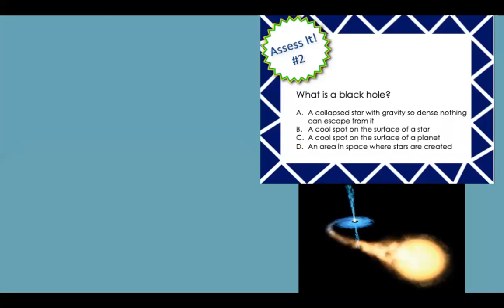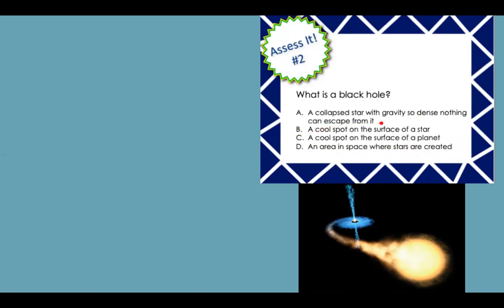What is a black hole? A, a collapsed star with gravity so dense nothing can escape from it? B, a cool spot on the surface of a star. C, a cool spot on the surface of a planet. Or D, an area in space where stars are created. Now, from our last question, we already know that the answer couldn't possibly be D, so we can eliminate that answer.